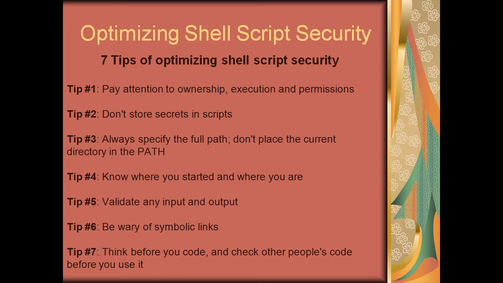Tip 4, know where you started and where you're located. Tip 5, validate any input and output. Tip 6, be wary of symbolic links. And most importantly, tip 7, think before you code and check other people's code before you use it. People create codes to run scripts to benefit their purpose and use of it. It may not be useful for you, so you want to check other people's codes before you use it. And also think long and hard before you begin your scripting and coding for your own purpose.